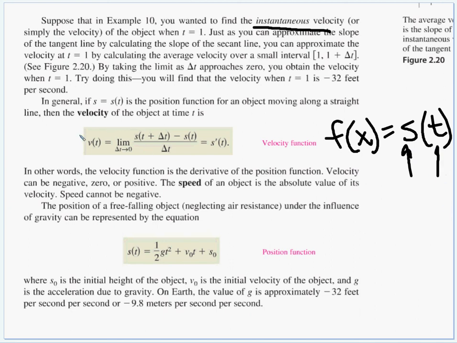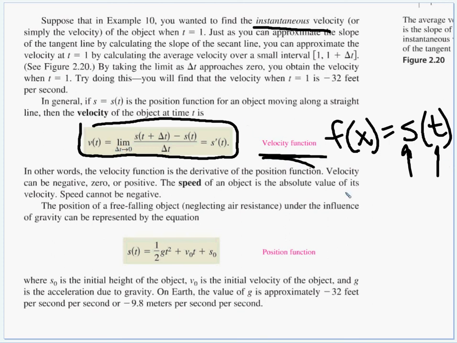This is going to be more used in the applied problems, in the stuff where we're modeling things in the real world. Instead of x's and delta x's, it'll be t's and delta t's. And if we take our position function and derive it, we get velocity. Position derives to velocity. In other words, the velocity function is the derivative of position.